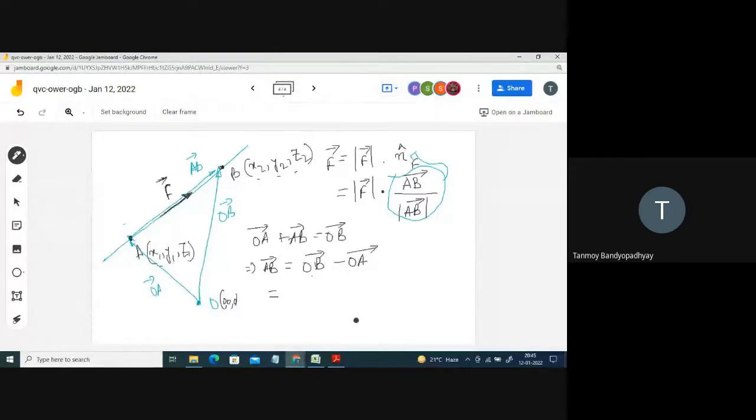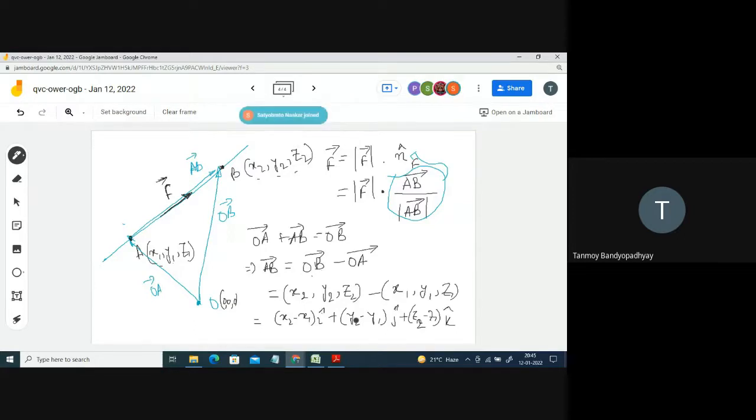Based on that, the position vector of the point B should be x2, y2, z2, minus the position vector of A, which is x1, y1, z1. So what is this AB vector? AB should be equal to (x2 minus x1) into i cap plus (y2 minus y1) into j cap plus (z2 minus z1) into k cap.